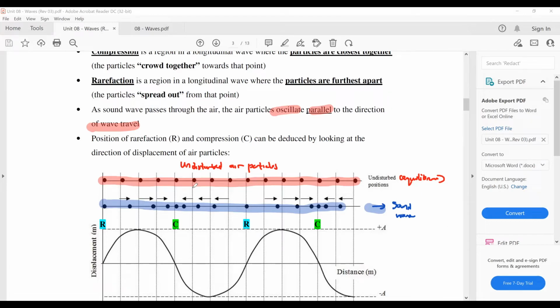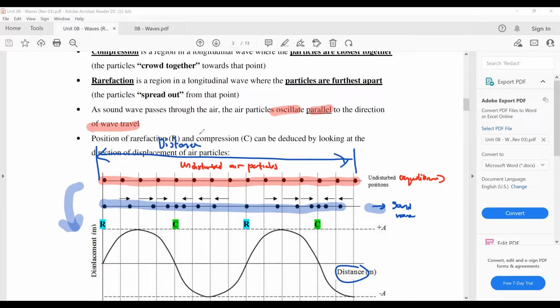Okay, so this is where you can get your displacement distance graph. Recall that just now I mentioned, when you want to plot the displacement distance graph, you normally do not consider a single particle. Instead, you consider a number of particles over a given distance. So let's say right now the distance that you're considering is here.